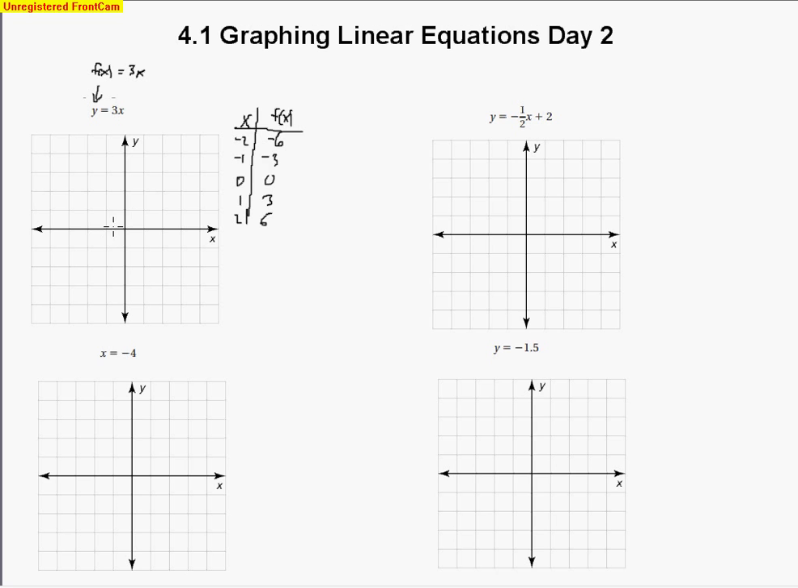So I'll go over 2 spaces to the left, and then down 6 spaces. So this graph doesn't hold that 6 space, but I know it's somewhere down in this range here. And then I have to go over 1 space and down 3 spaces, and then over 0 up 0, and over 1 up 3 spaces, and then over 2 up 6. And then I've got a bunch of points I can draw a nice line in between.